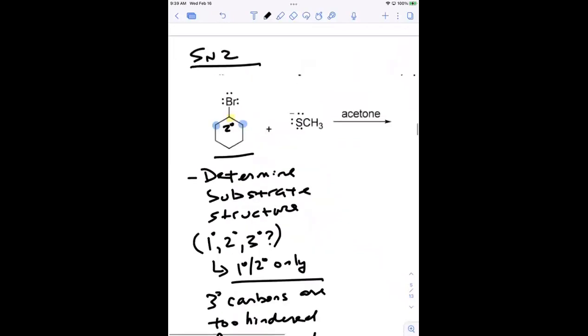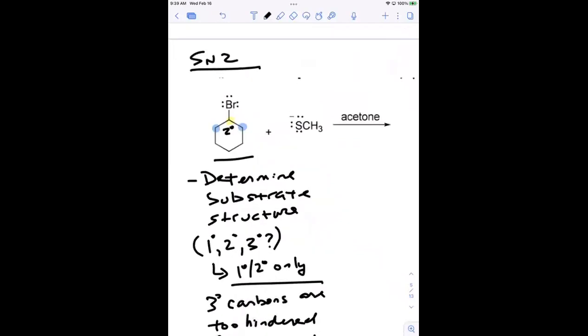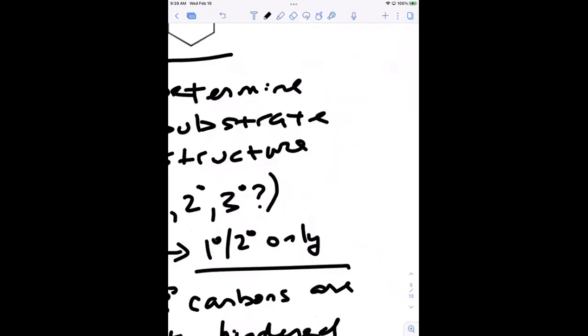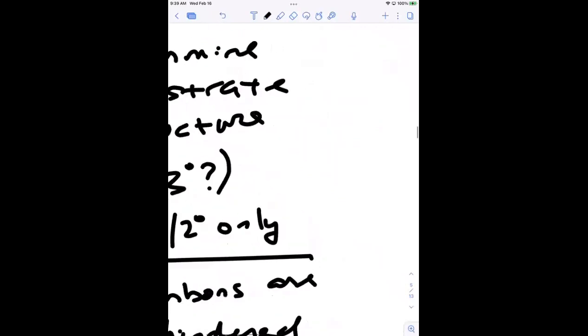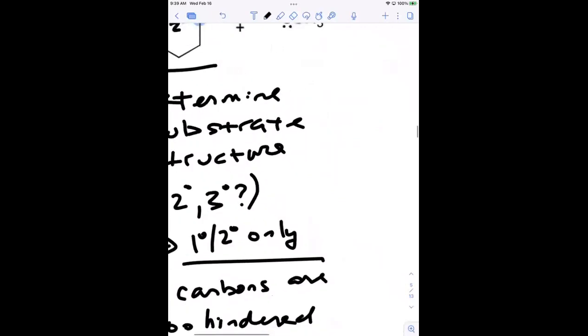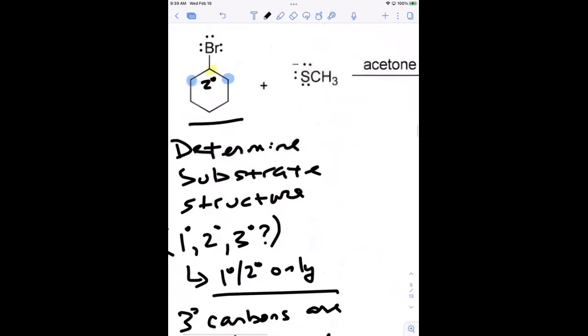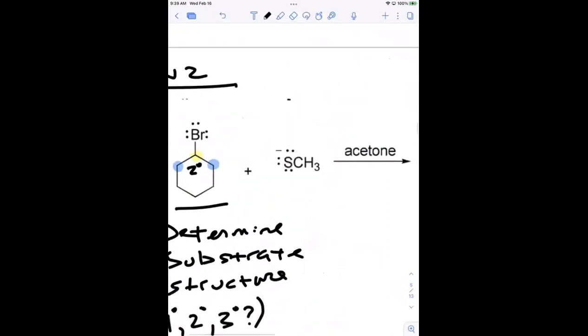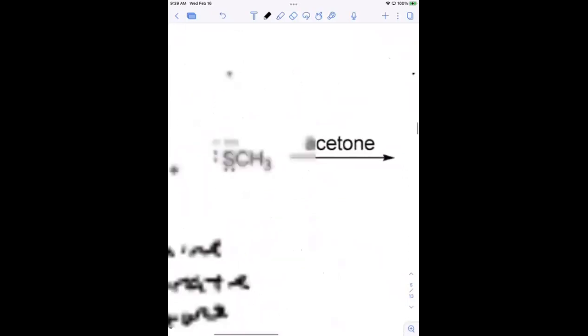All right, so my substrate is secondary. Secondary can actually do both. It can do SN1 or SN2. So you need to look at something else to determine whether this is going to be SN2 or SN1, right? Another thing you can look at is the solvent.